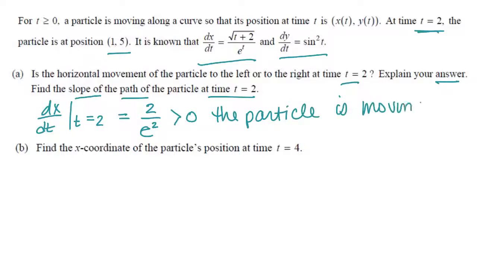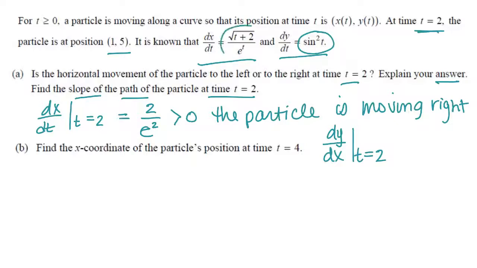All right, we've got to finish this one. Sorry, guys. Now we need to find the slope, and finding the slope, keep in mind that that is dy over dx evaluated at time t equals 2. And so again, you would have sine squared t over all of this, and then plug in a 2, and you should get about 3.055.